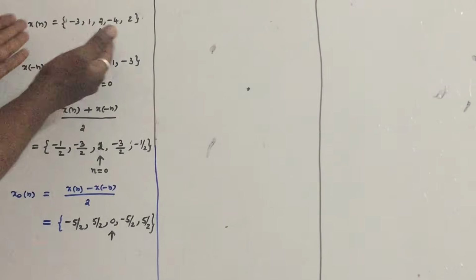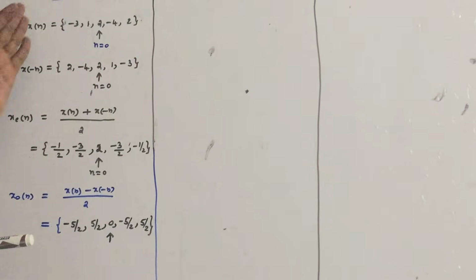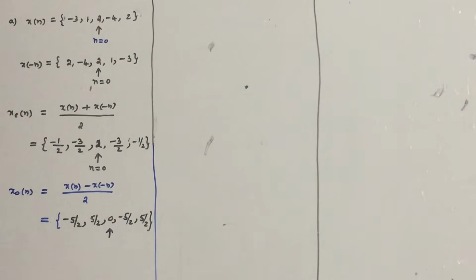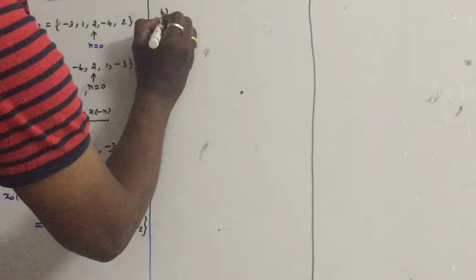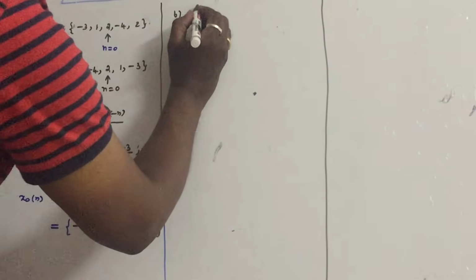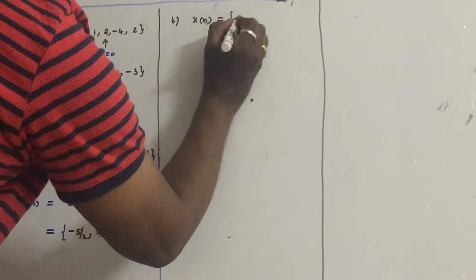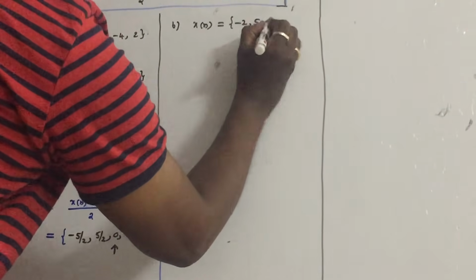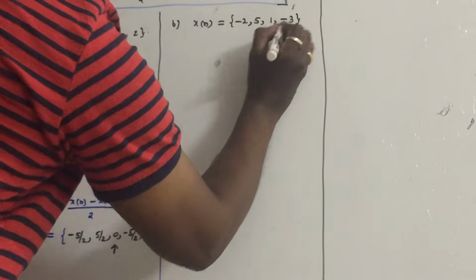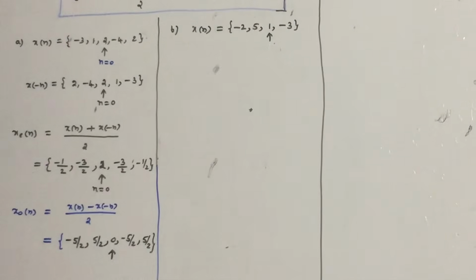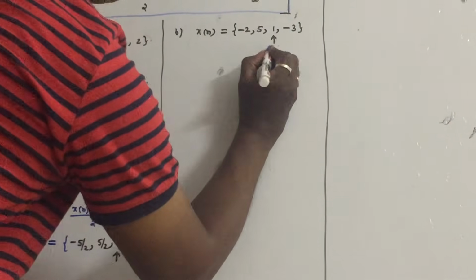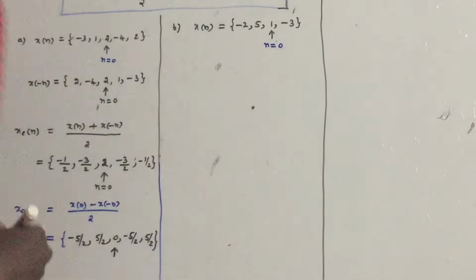So this case is very easy because both sequences have the same corresponding n values. So let us see the second example of this case. What is the second question? The second question is x of n is equal to minus 2, 5, 1, minus 3. The arrow is given here. As I said earlier, wherever the arrow is, place n is equal to 0 there.